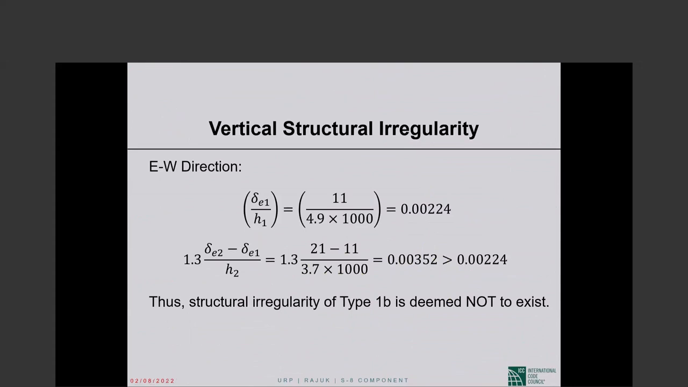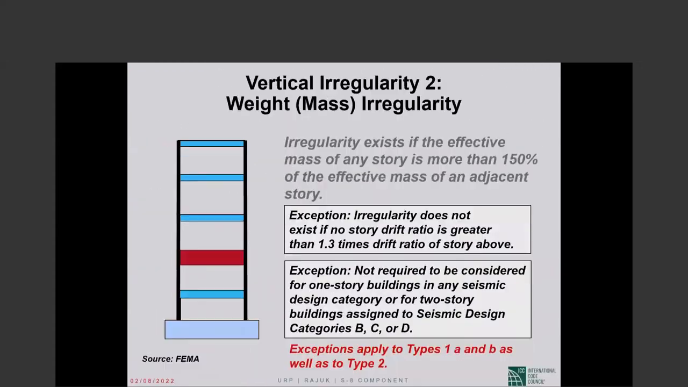So we can do equivalent static analysis for this building. We don't have to do modal response spectrum or anything like that. Okay, so please pay attention to this exception and the example.